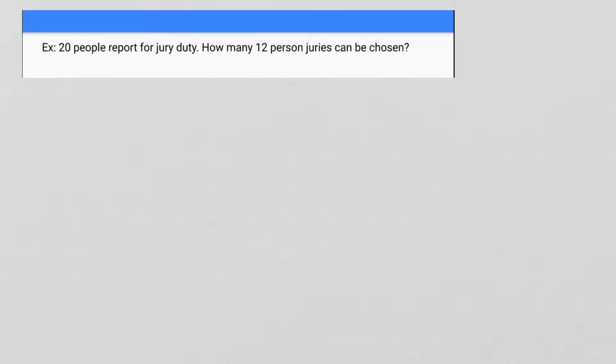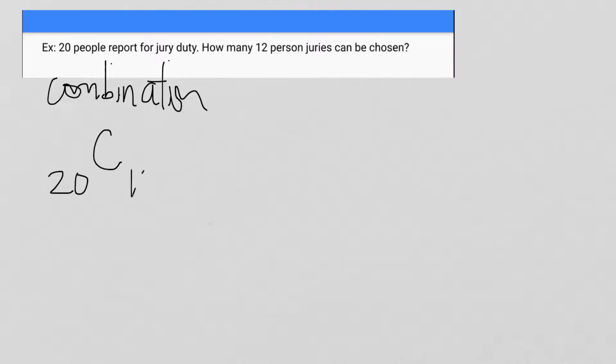All right, here in this example, 20 people report for jury duty. How many 12-person juries can be chosen? So in this question, it doesn't matter how they're choosing the 12 people. So order is not important. So we know it's a combination. So we're going to be choosing 12 from the 20. 20 is the N. 12 is the amount, the R that we're going to be choosing.